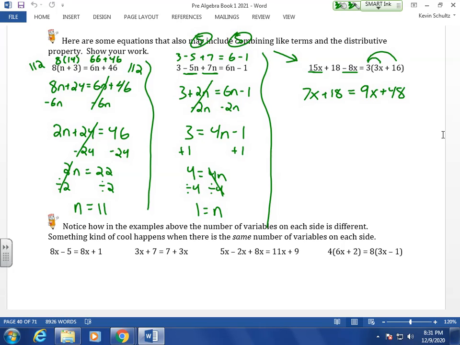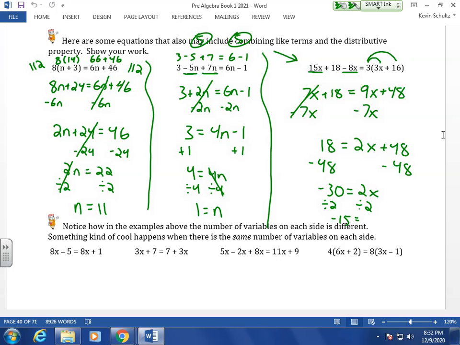Anyway, now I've got variables on both sides. I've got 7 on the left, 9 on the right. 9 is 2 greater than 7, which means I'm going to have 2 x's left on the right side. Here's my 2-step equation. Start with that constant. Move it to the other side. Second step, multiply or divide, and we get negative 15 equals x.